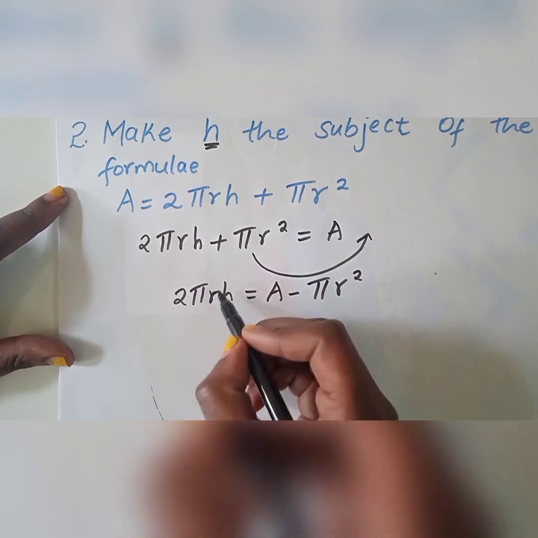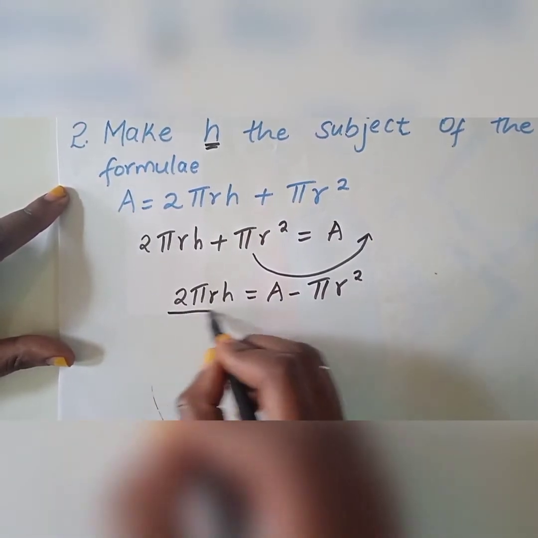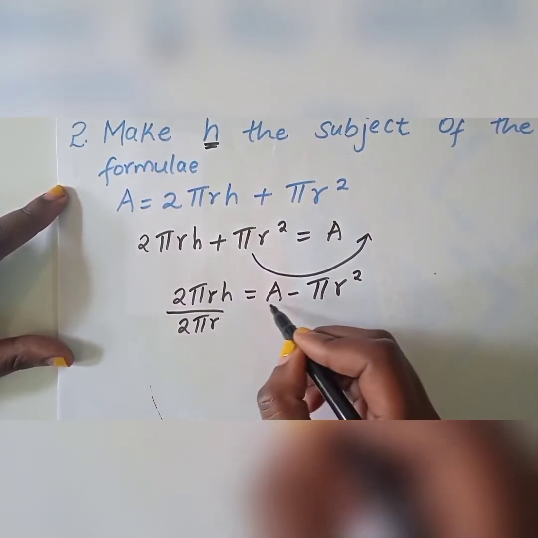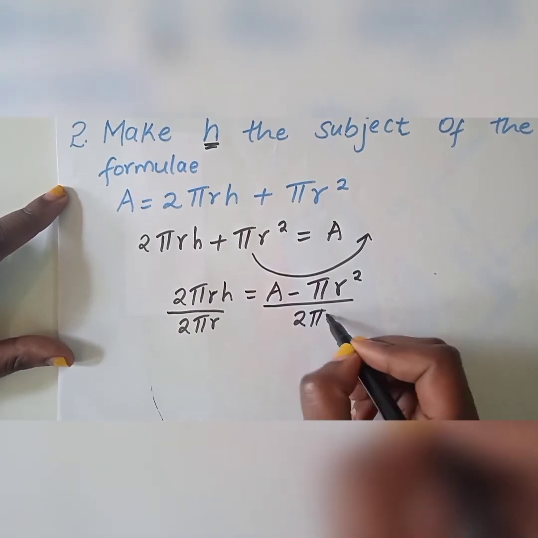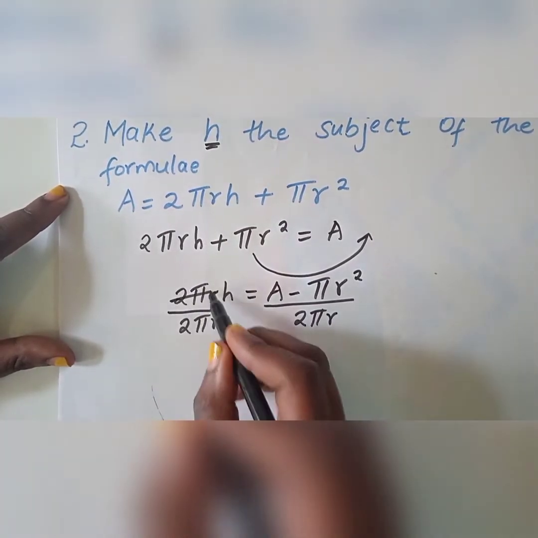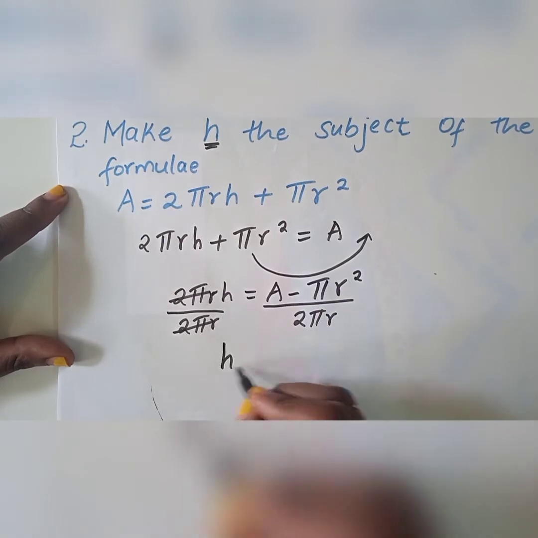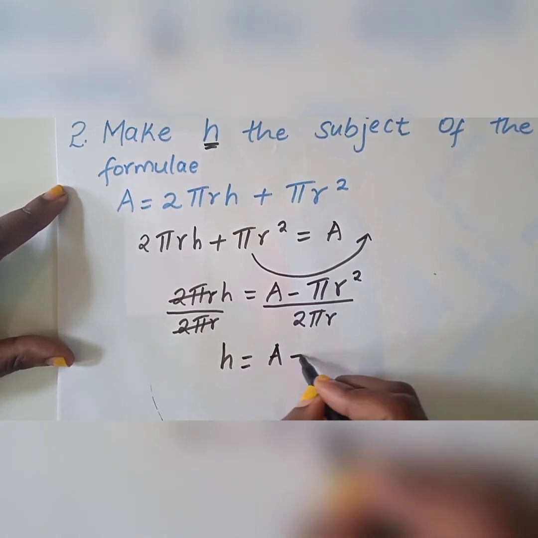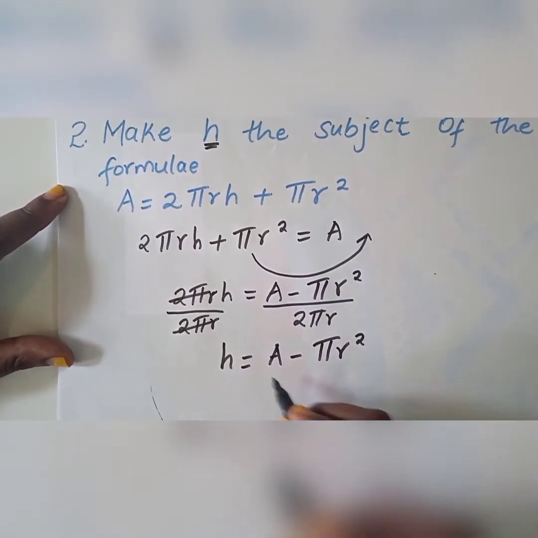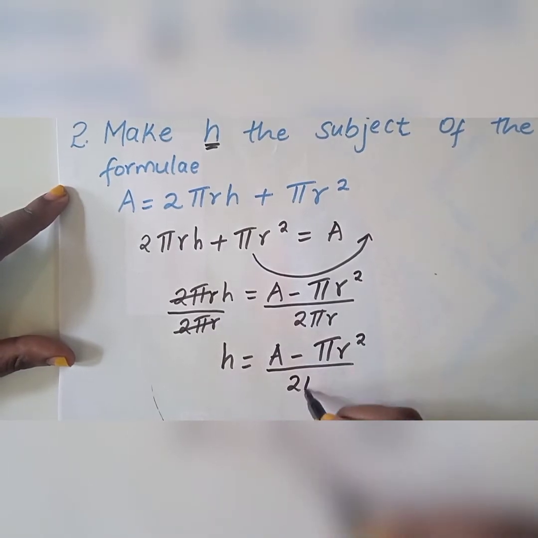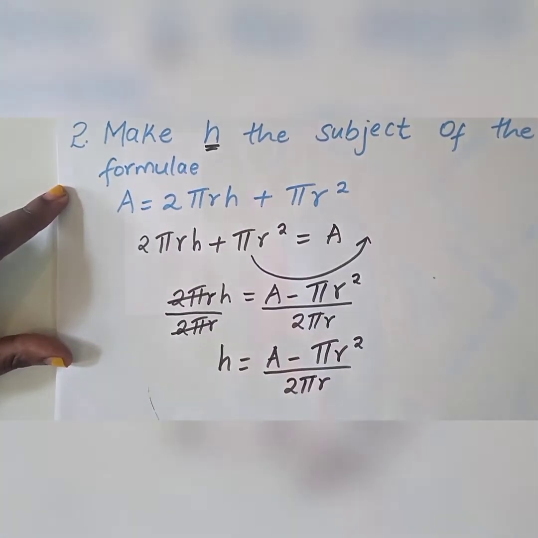Now we need to get rid of 2 pi r by dividing with 2 pi r on both sides. So 2 pi r, that one and that one goes. Then we're left with h equals to a minus pi r squared over 2 pi r. And that will be our answer.